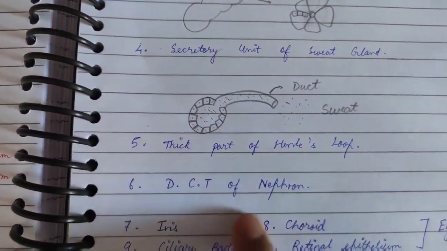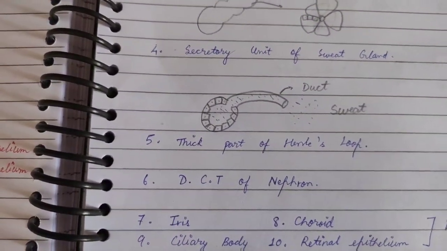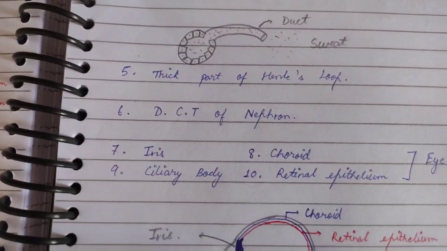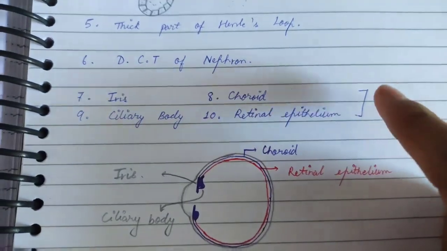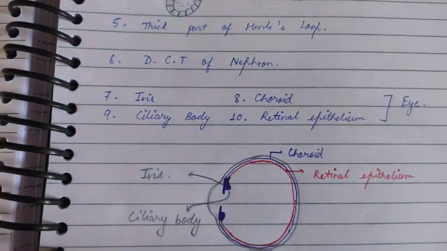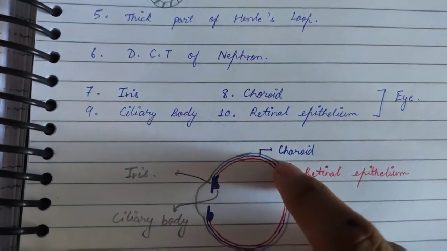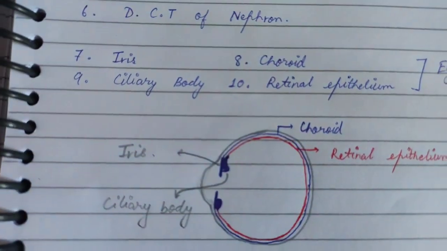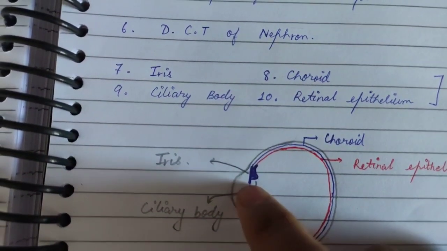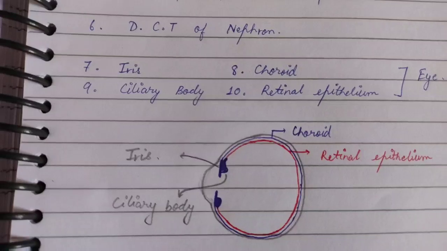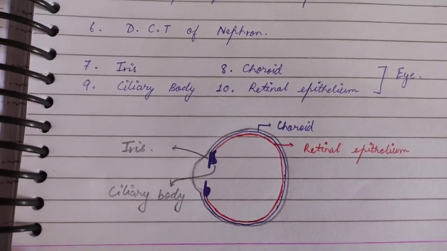Next is the thick part of Henle's loop and DCT of nephron. DCT is basically the distal convoluted tubule. Now next are iris, choroid, ciliary body and retinal epithelium. All of these four are present in the eye and you can find simple cuboidal epithelium cells. This is the structure of the eye. The outer portion is known as sclera, then comes choroid. Then the inner one is retinal epithelium, this is the iris, the elongated one, and this is the ciliary body. We will discuss all these functions in the coming videos.